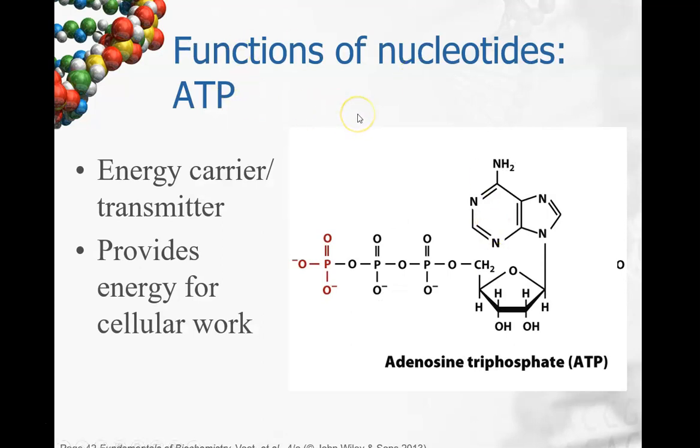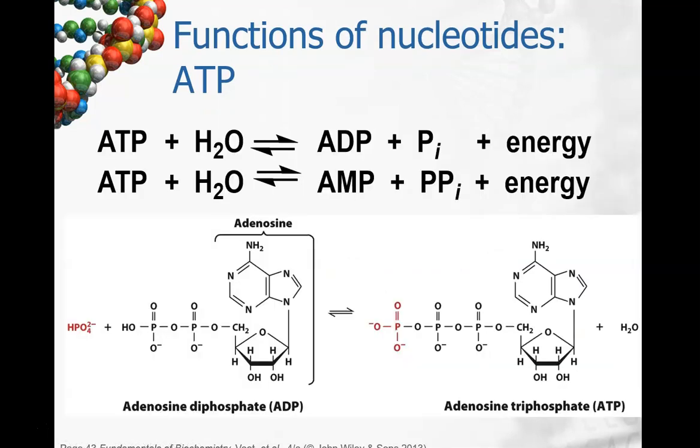So the functions of nucleotides just by themselves. ATP is adenosine triphosphate. So here's our adenine and our ribose and our 3 phosphates. And the hydrolysis of these phosphoanhydride bonds releases free energy, and that can be captured to do cellular work. So we'll see these reactions later on in the class.